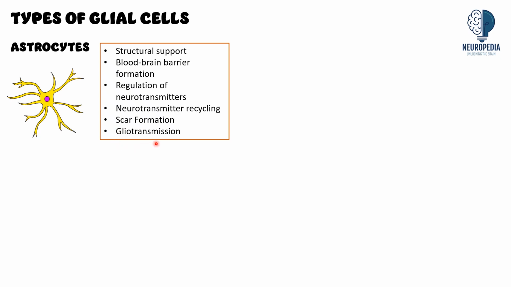Next, they are involved in gliotransmission. They communicate with neurons through a process called gliotransmission. They release signaling molecules that can influence neuronal activity and play a role in processes like synaptic plasticity and information processing. So overall, we can see that these astrocytes are dynamic cells with multifaceted roles in maintaining health, stability, and proper function of the central nervous system. Their interaction with neurons and other glial cells contributes to the intricate balance required for optimal nervous system function.